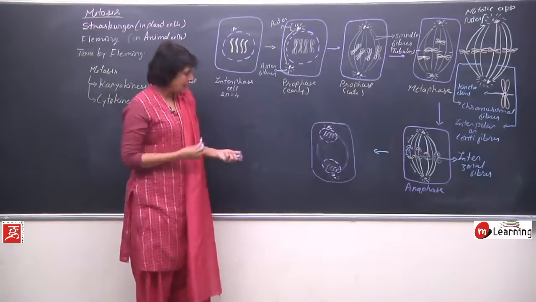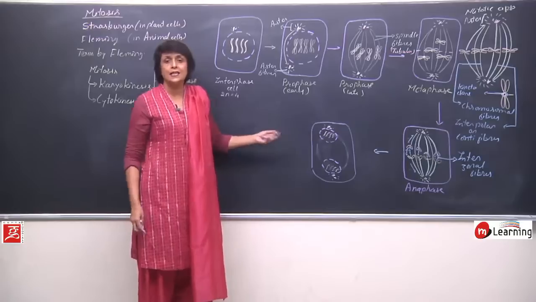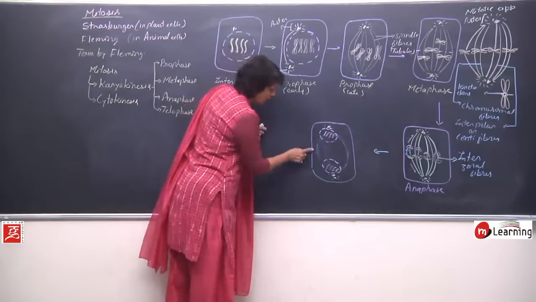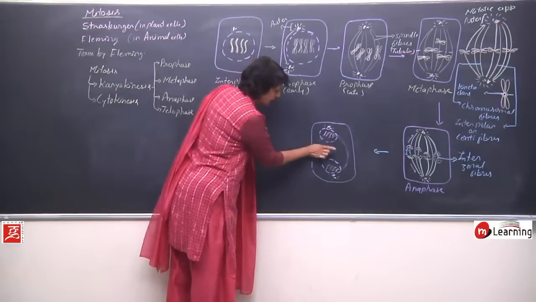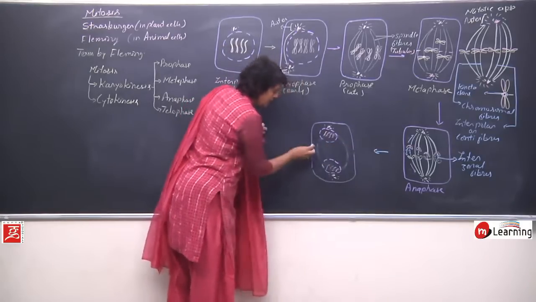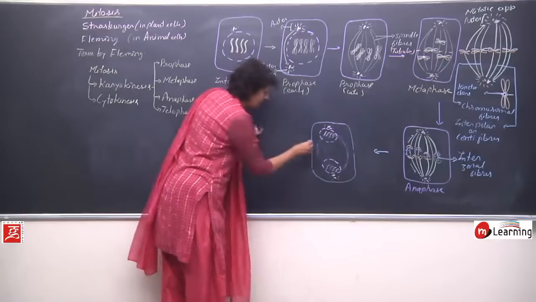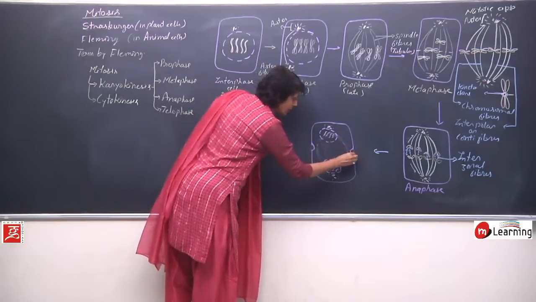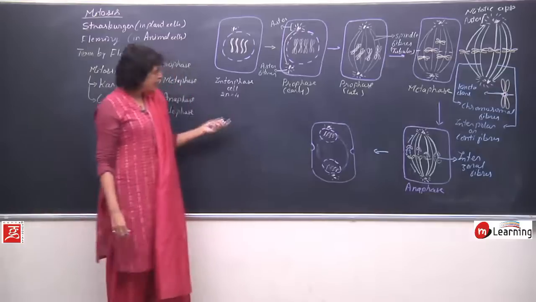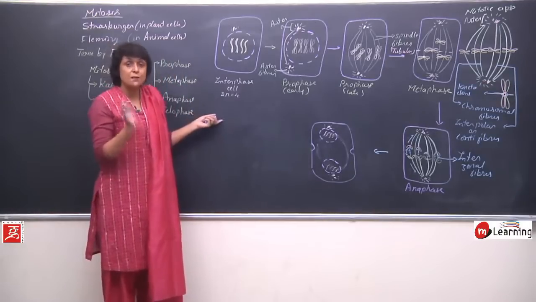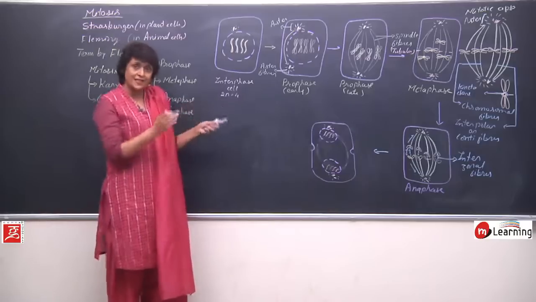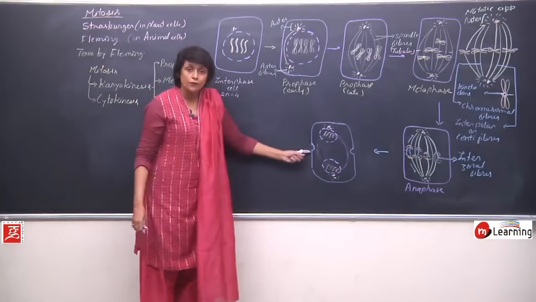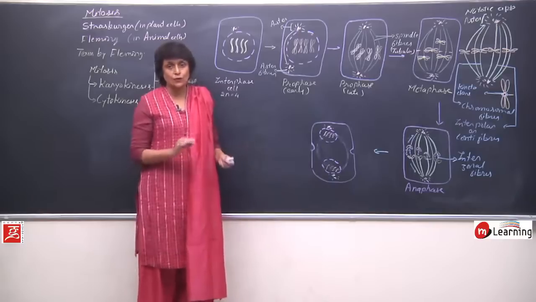At the same time, we also start seeing one change. The cytoplasmic constriction also is initiated here. That means the membrane, plasma membrane, starts to show little constriction. We said in the beginning, there is no clear demarcation between one stage and the other stage. So there is a little overlap. Here, telophase and cytokinesis, they are overlapping.